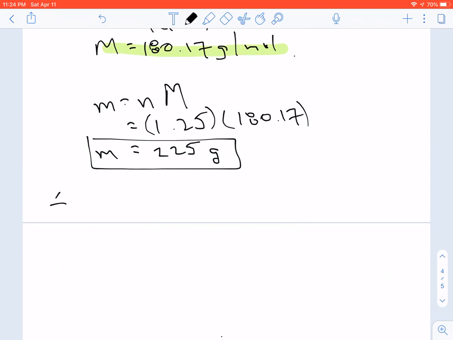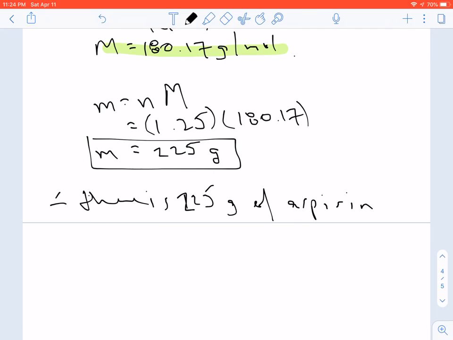So therefore, there is 125 grams of aspirin in 1.25 moles. That doesn't sound right, does it? Oh, 225 grams. Sorry, that's better. 225 grams of aspirin in 1.25 moles.